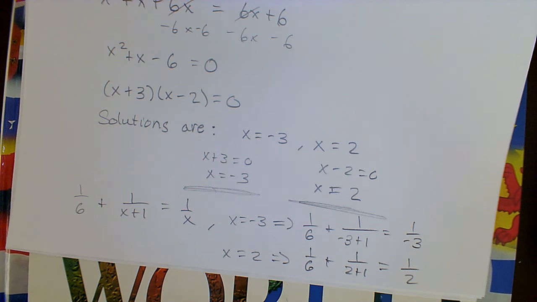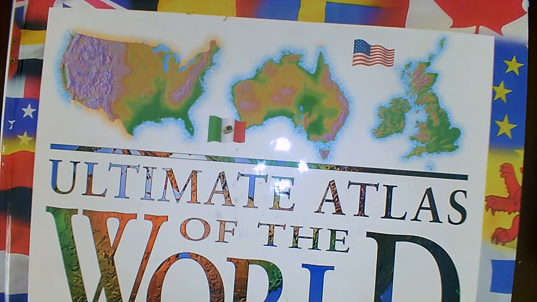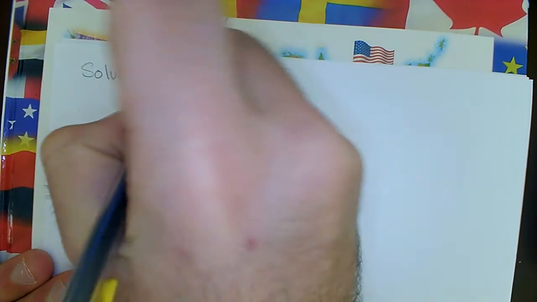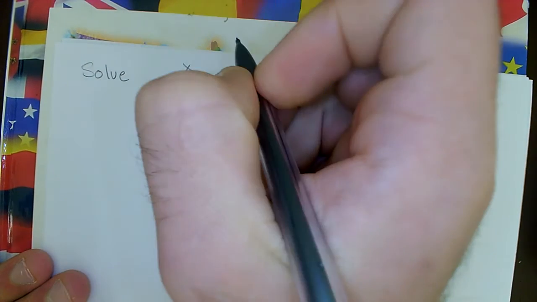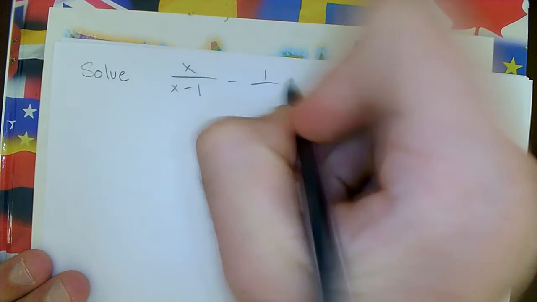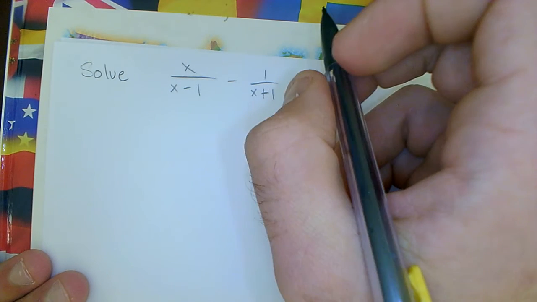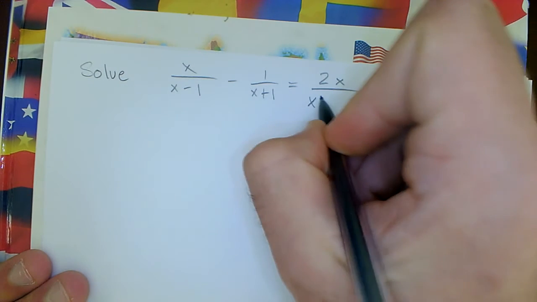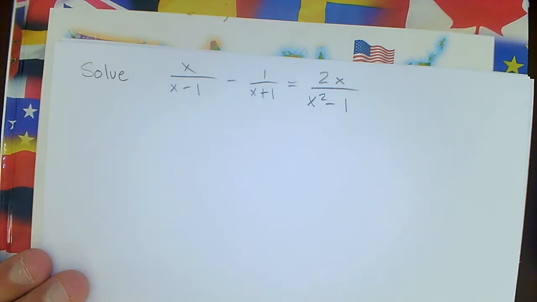Okay, so we'll see in the next example a solution that actually will cause you to divide by 0 in the original equation. Okay, so let's just get right to that example here. So in this one, they want you to solve x over x minus 1 minus 1 over x plus 1 equals 2x divided by x squared minus 1.